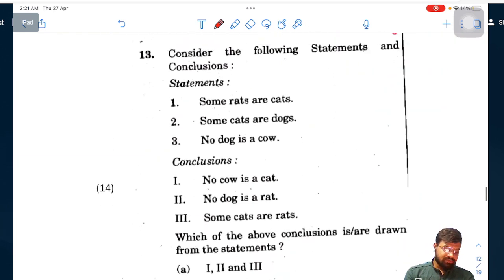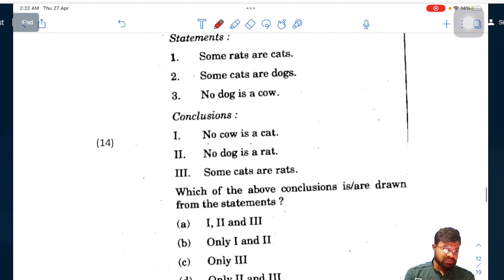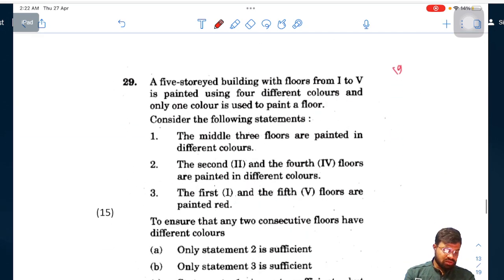This is question 30: Some rats are cats. This is a repeat question that we have already done. It is a repetition of the seventh question, so please check that seventh question. The third conclusion was following only in this. Fifth.